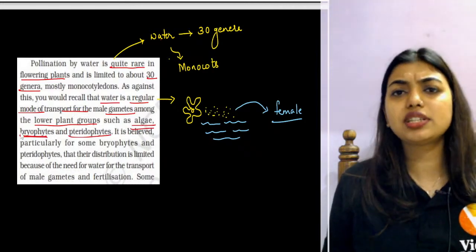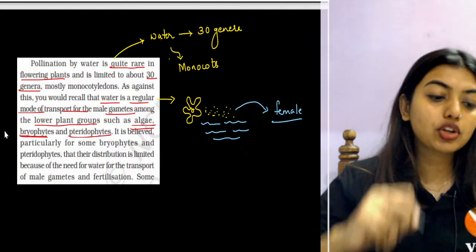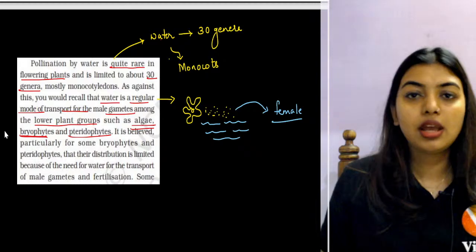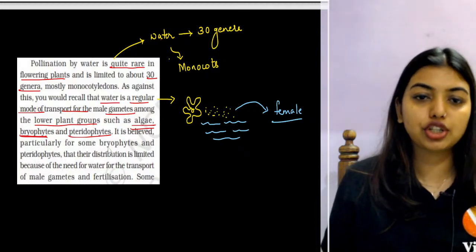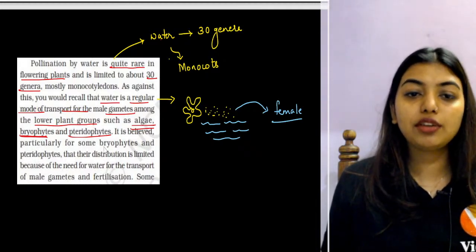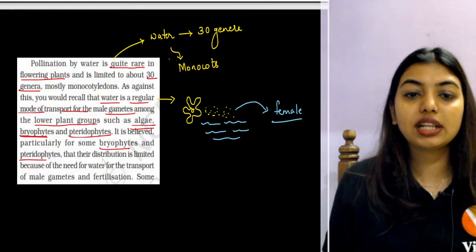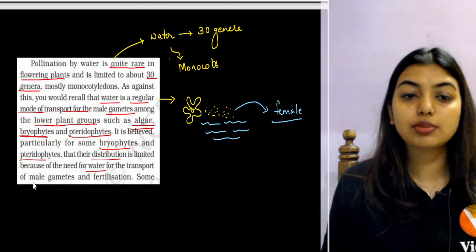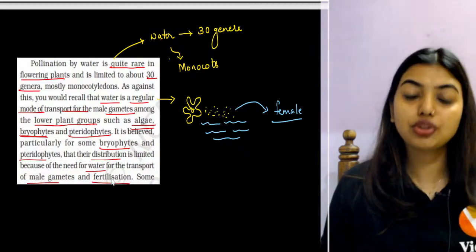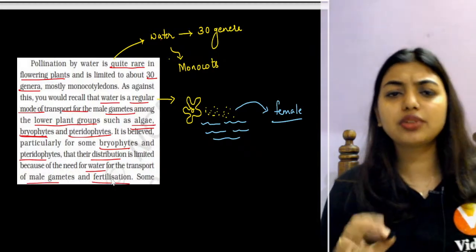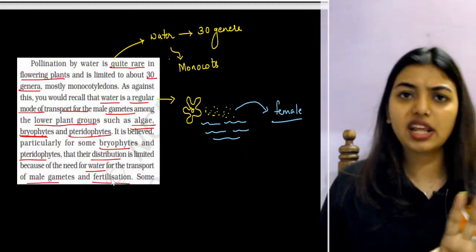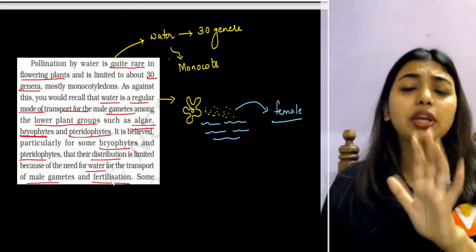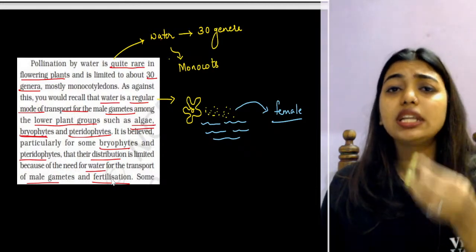That is why pteridophytes are called amphibians of the plant kingdom, because at least in one stage, they need water as the medium for their reproduction to happen. So it is believed, particularly for some bryophytes and pteridophytes, that their distribution is limited because of the need of water for transport of male gametes and fertilization to happen. So what they're trying to say is that water pollination is very, very rare. Even if it is there, it is only present in 30 genera, and mostly seen in monocots.